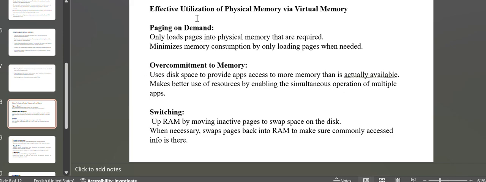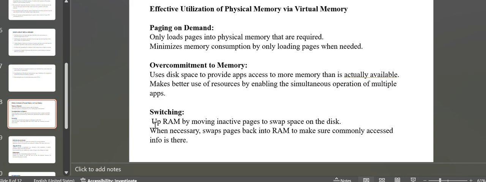Here you see efficient use of physical memory via virtual memory: paging on demand, overcommitted memory, and swapping. Here, paging on demand only loads pages into physical memory that are required, minimizing memory consumption by only loading pages when needed. Overcommitted memory uses disk space to allow apps to access more memory than is actually available, making better use of resources by enabling the simultaneous operation of multiple apps.